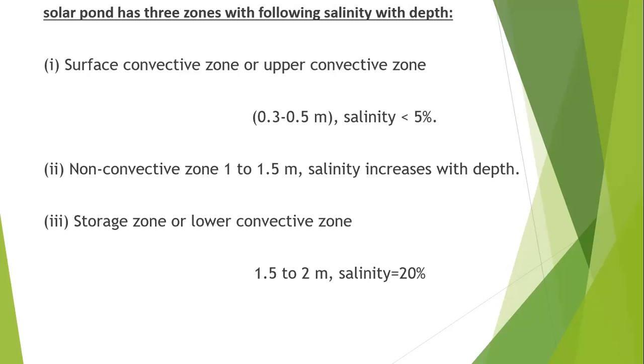Here we store heat, and that's why it is called the storage zone. The lower convective zone is the last convective zone, with a depth of 1.5 to 2 meters. So if you observe the three zones, we have only 2 meters up to the last zone. We can build a solar pond with 2 meters depth, and maximum we can go only up to 2 meters. Here the salinity will be approximately 20%.